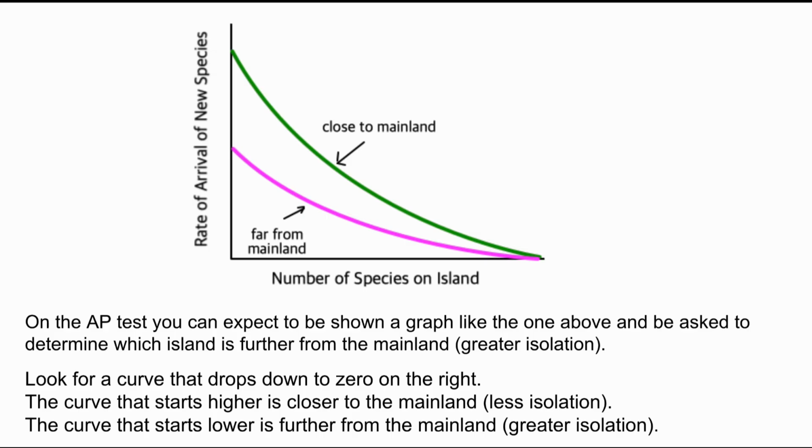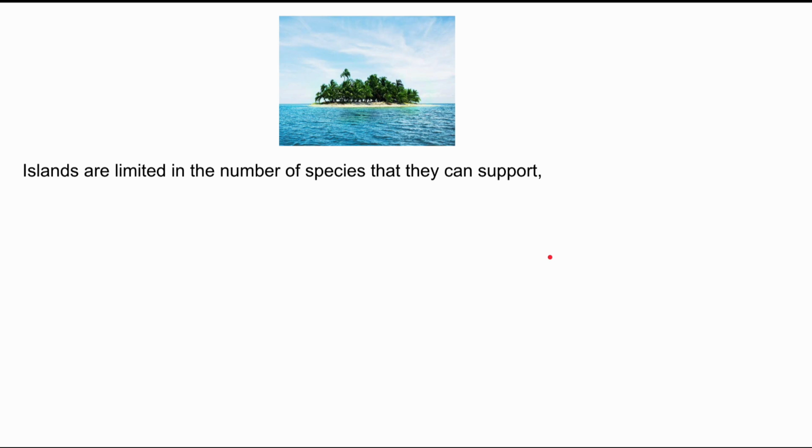The reason I know this is about the arrival of new species is because that is always going to start high and drop to 0. Now let's look at how we can tell about area.